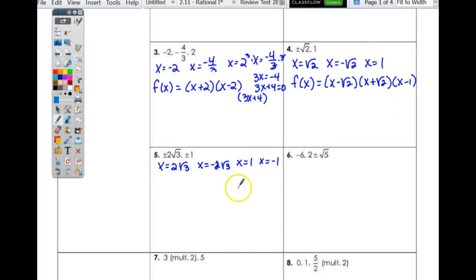So I have 4 this time. So when I write this, I get x minus 2 square roots of 3, x plus 2 square roots of 3, x minus 1, and x plus 1. And we're going to skip number 6.